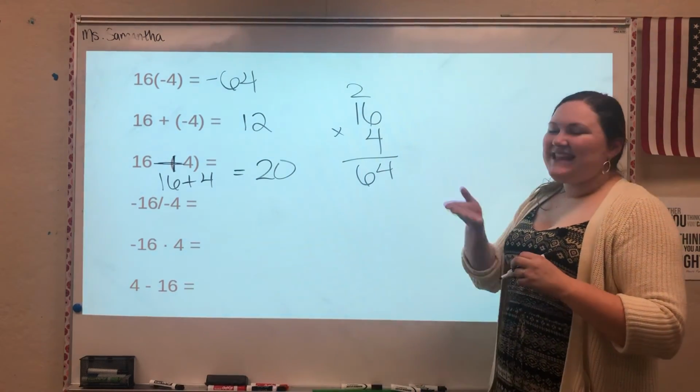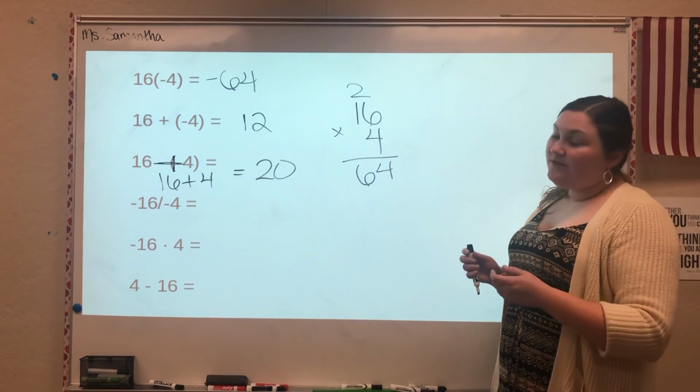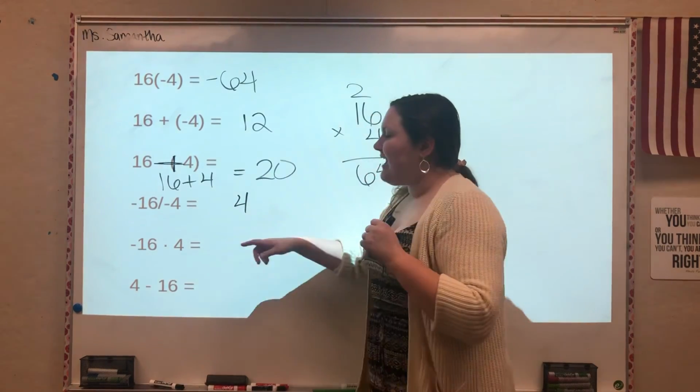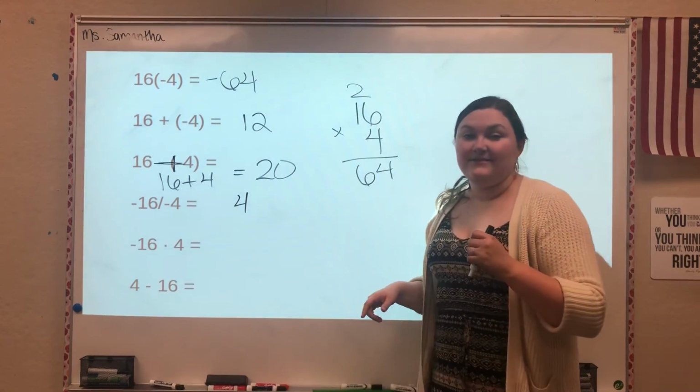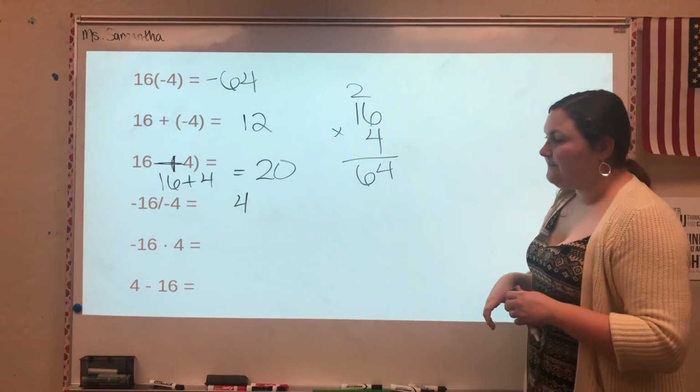That next one, we've got the slash again, which we saw means division. Negative 16 divided by negative 4. Well, I know 16 divided by 4 is 4. What do you get when you're dividing two negatives? A positive. Dividing two negatives gives you a positive, so we're left with positive 4.